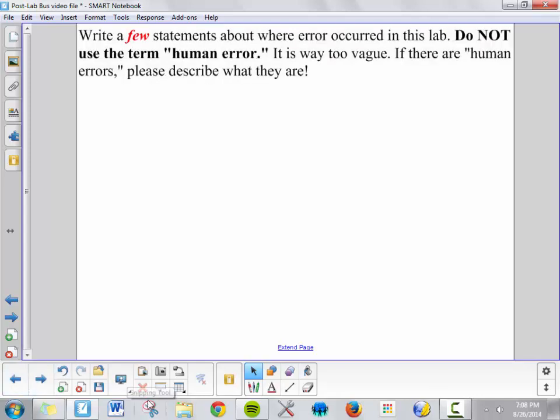And then in the final portion, you'll want to discuss what errors occurred in this lab. What sort of things occurred in your measurements and in the process that would have led your team to get results that were not completely accurate. You are not allowed to say measurement error, you are not allowed to say calculation error, and you should never say human errors. You must be very specific in the process to describe exactly what occurred that would have given you inaccurate results.